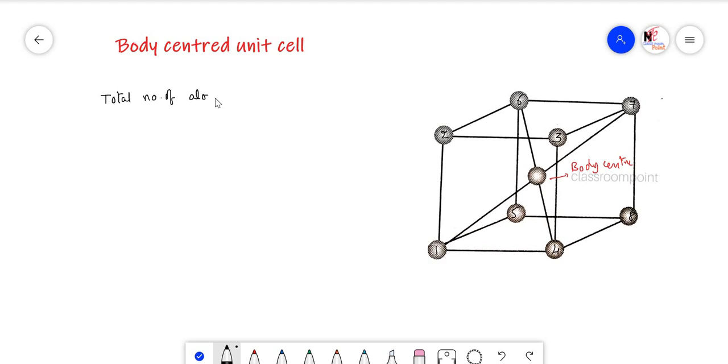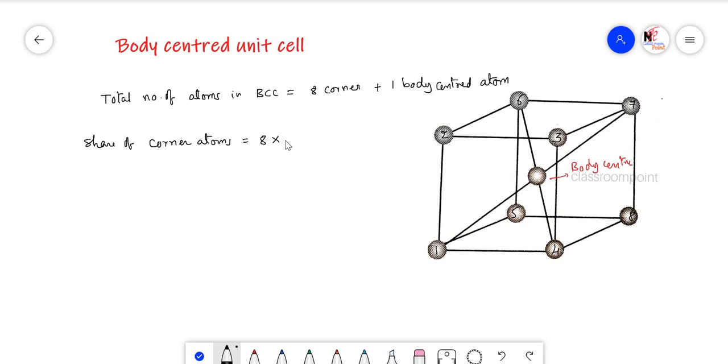Total number of atoms in the body-centered unit cell equals 8 corner atoms plus 1 body-centered atom. Now the share of corner atoms: there are 8 corner atoms, and each atom's share towards any unit cell is 1/8. So from corner atoms we get only 1 atom.